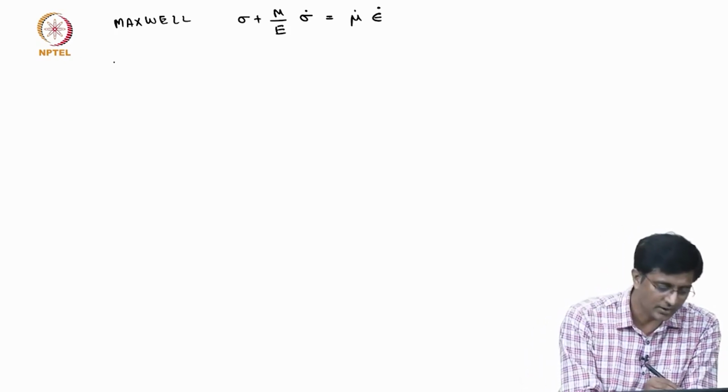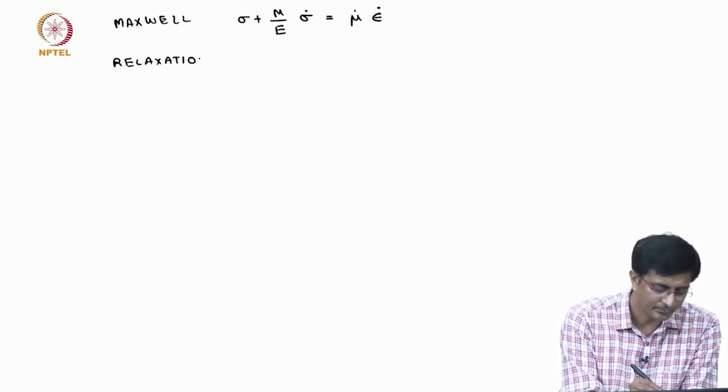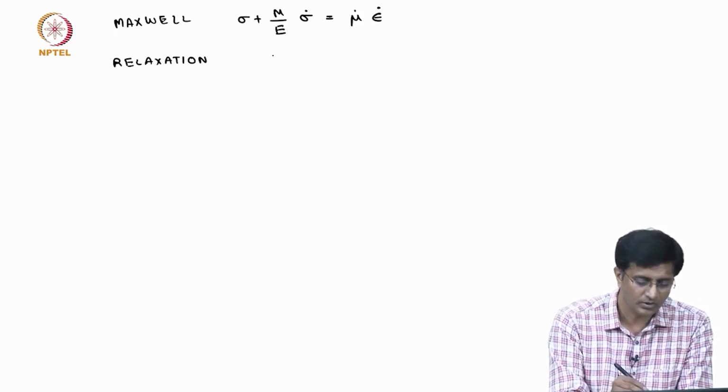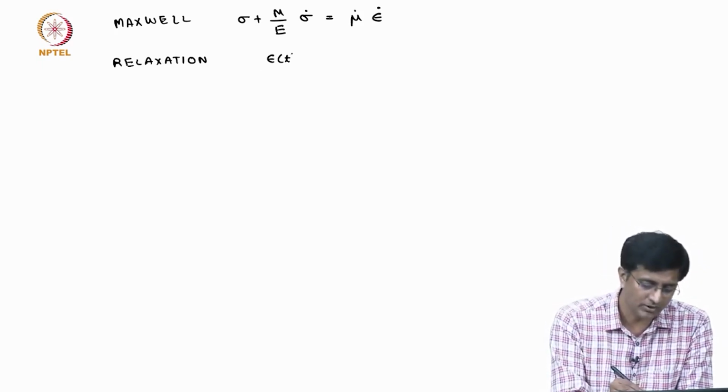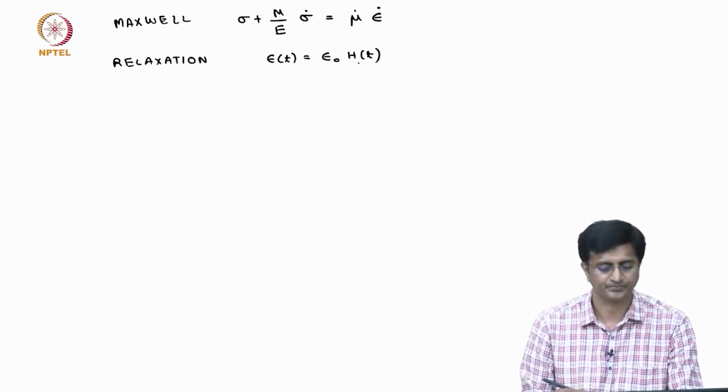Now, when we say the relaxation load, that is given in terms of strain. So, the strain at any time t is given as epsilon naught times the step function H of t.